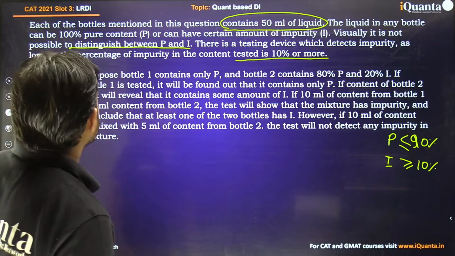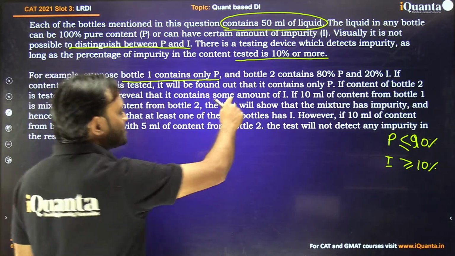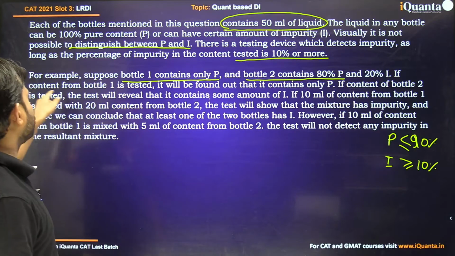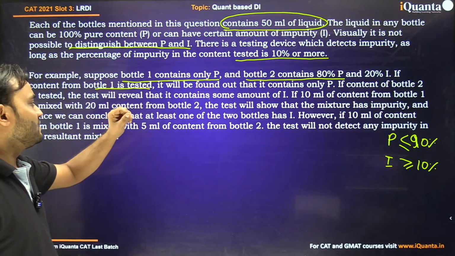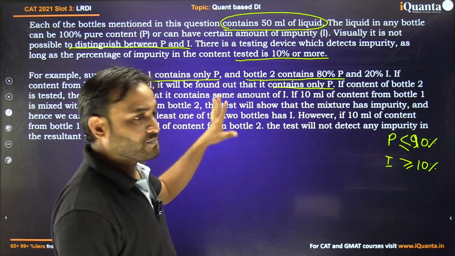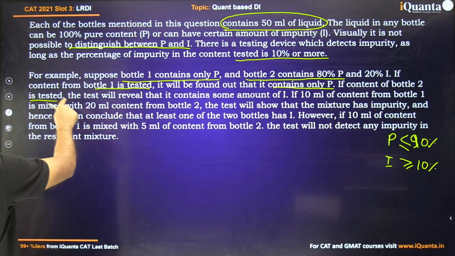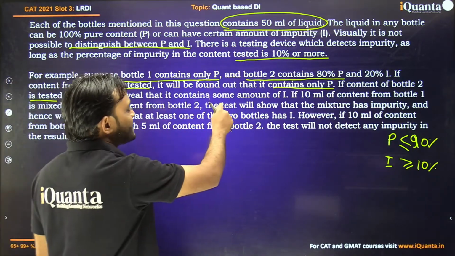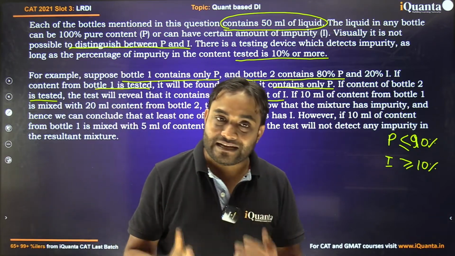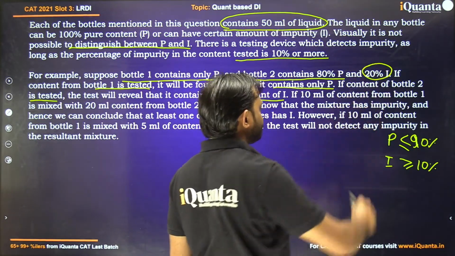Now an example has been given. For example, suppose bottle 1 contains only P and bottle 2 contains 80% P and 20% I. If the content from bottle 1 is tested, it will be found that it contains only P, because it's 100% pure. Now if the content of bottle 2 is tested, the test will reveal that it contains some amount of I, not the exact amount, but that it contains some amount of I. Why? Because impurity is 20%.